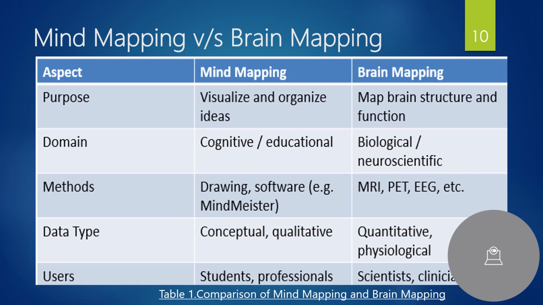In terms of domain, mind mapping is cognitive and educational, whereas brain mapping is more related to biological and neuroscientific uses. These are different methods that we use for mind mapping and brain mapping, and obviously the type of data used is one of the major differences. Mind mapping is more used by students and professionals, whereas brain mapping is more of a scientist and clinician thing.